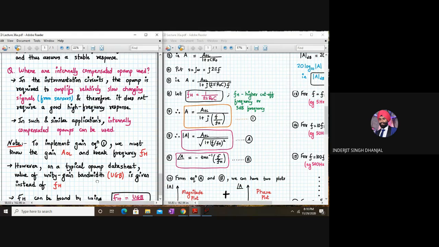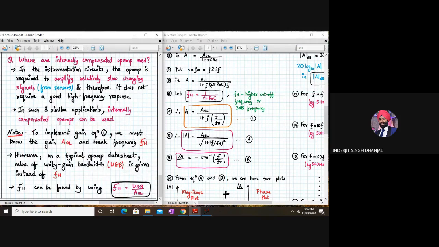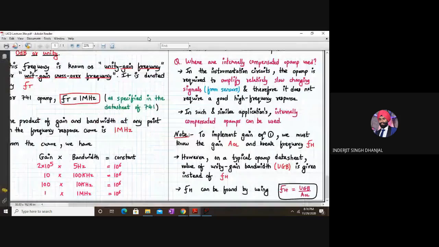FH is not normally given. So, how can you find the value of FH? FH can be found by unity gain bandwidth divided by AOL. So, this is the relation which we can typically use. And with this, we have come to the end of today's lecture.